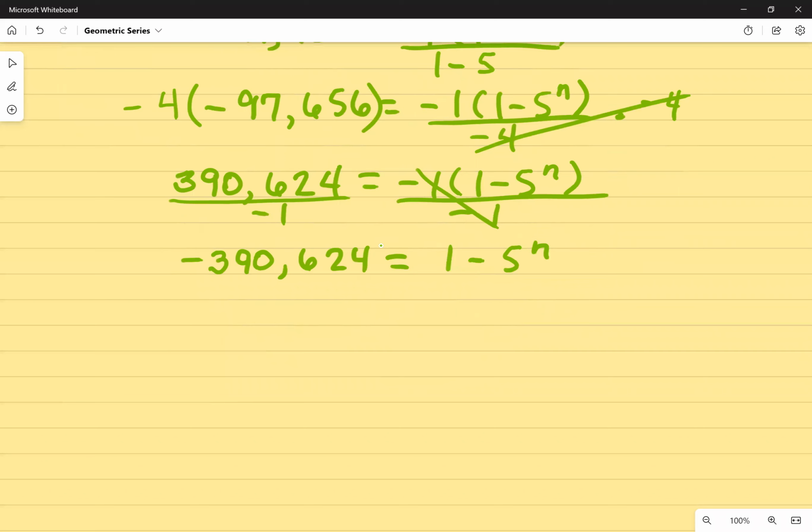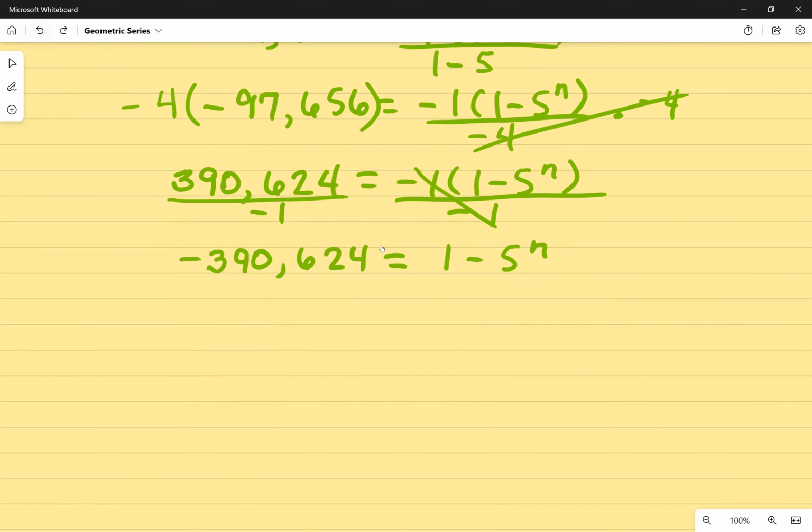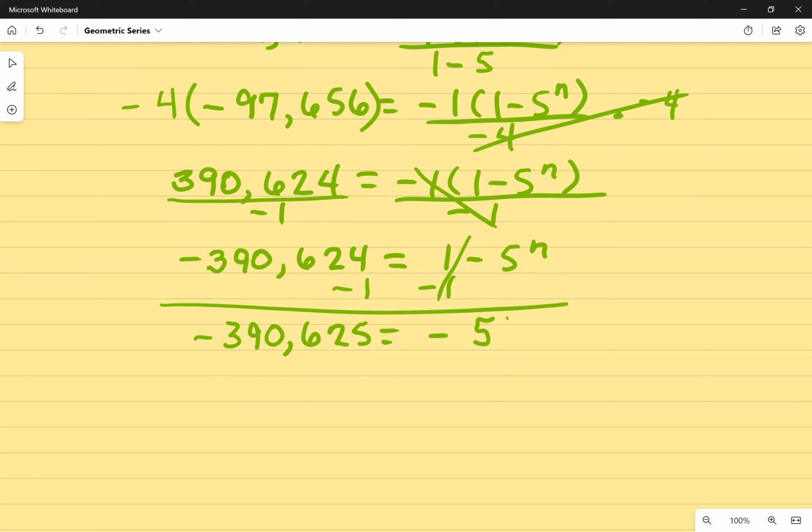I'm still trying to get my exponent by itself. And so far I have two things in front of it. So I have to subtract 1 on both sides. And I'm left with negative 390,625 is equal to negative 5 to the nth power. Some of you will try to go ahead and convert to log, but you can't do it yet. You have something in front of your exponent, so let's get rid of that. That's really negative 1, so I'm going to divide both sides by negative 1, which in turn turns this to positive 390,625 is equal to 5 raised to the n power.